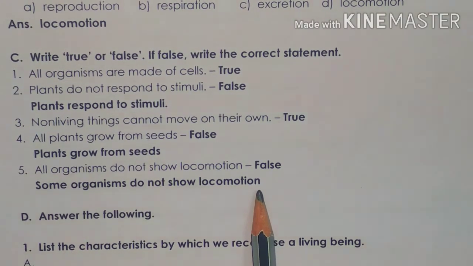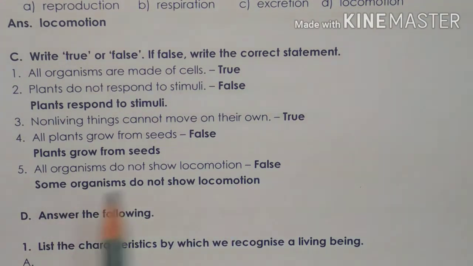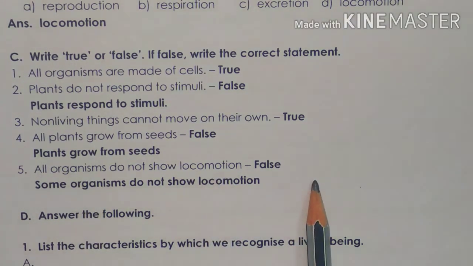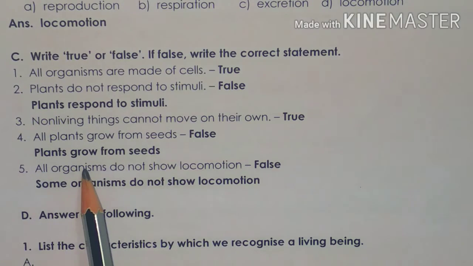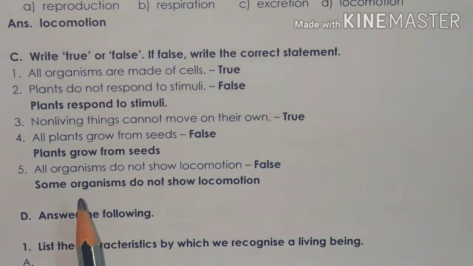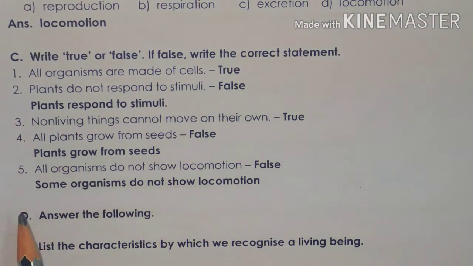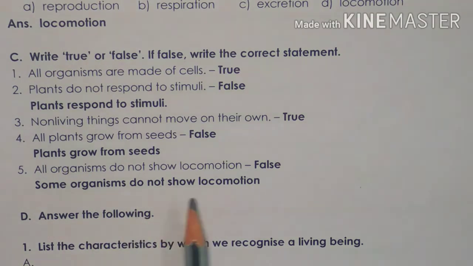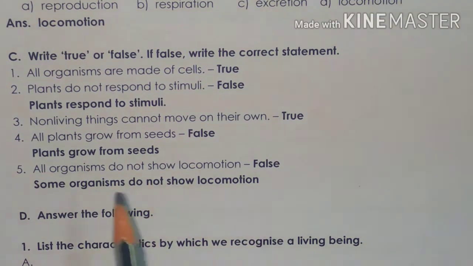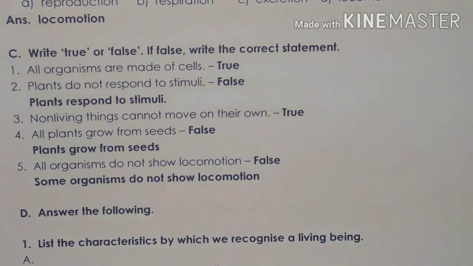Fifth one, all organisms do not show locomotion. Yes. There are some organisms, they don't have mobility, they don't have motion at all. They remain stationary at one place. So this statement is false. So instead of saying that, we can alter the statement and say that some organisms do not show locomotion. Yes, there are some organisms which do not show locomotion. Then answer the following.